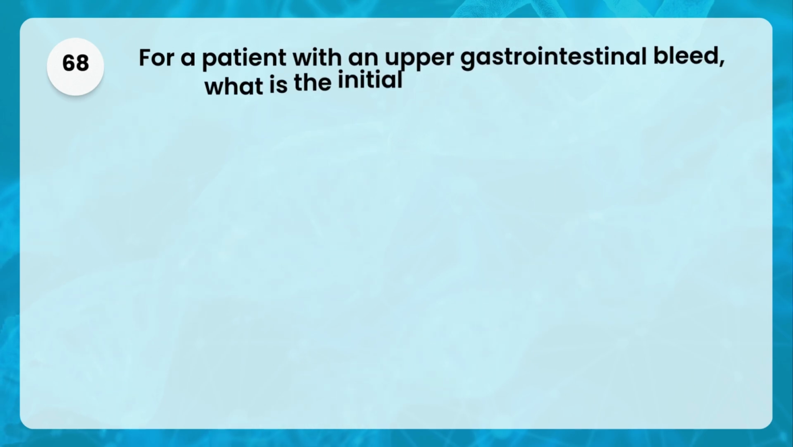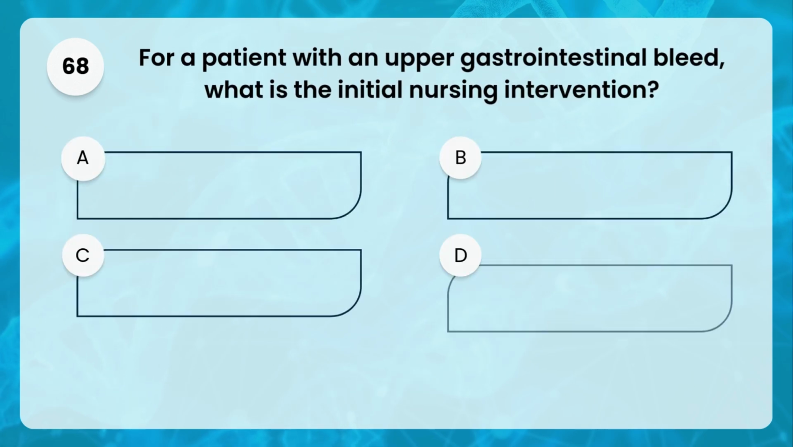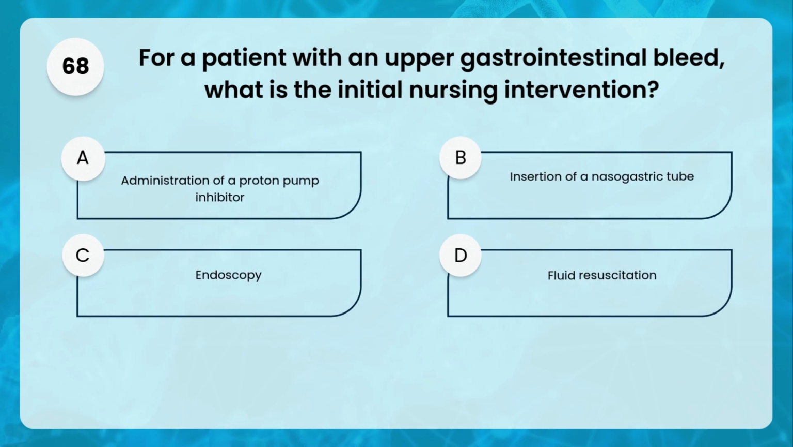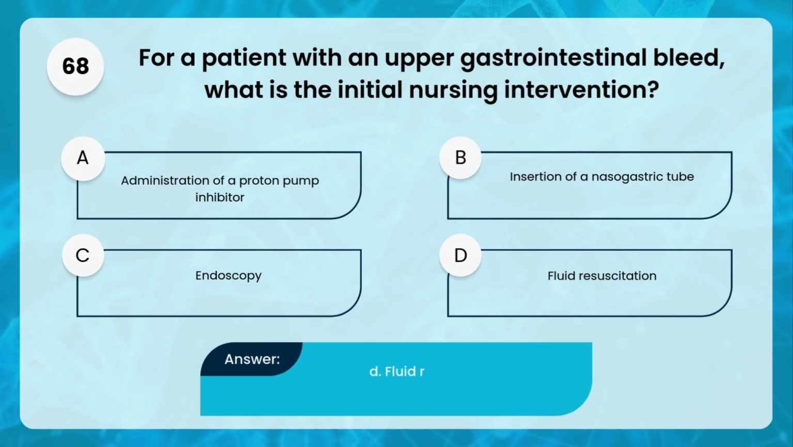68. For a patient with an upper gastrointestinal bleed, what is the initial nursing intervention? A. Administer a proton pump inhibitor, B. Insertion of a nasogastric tube, C. Endoscopy, or D. Fluid resuscitation? The answer is D. Fluid resuscitation.